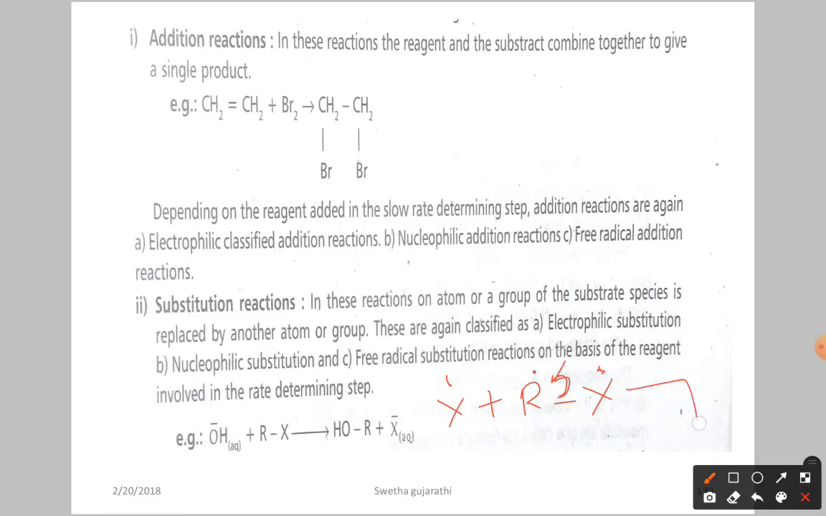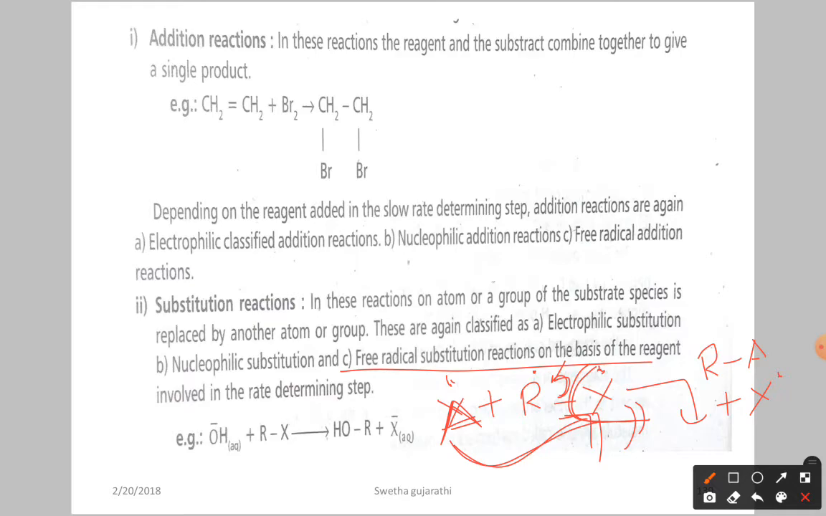Now here I will write this as A, for clarification this is A dot. Now X dot is leaving and A dot is going to be substituted. So what you are going to get is R A, and X dot came out. Now this free radical is substituted by another free radical. So this type of reaction is called as what? Free radical substitution reactions.